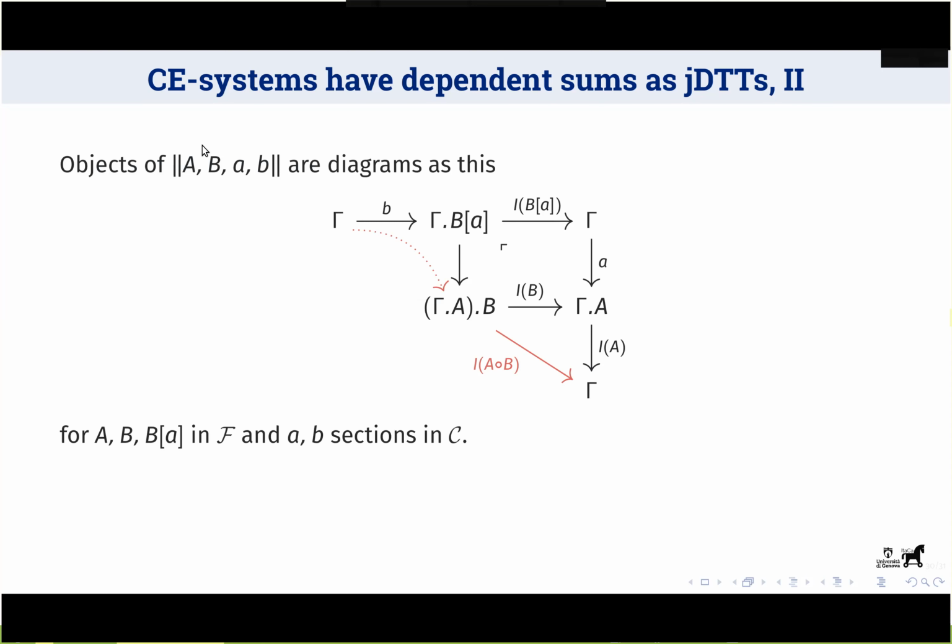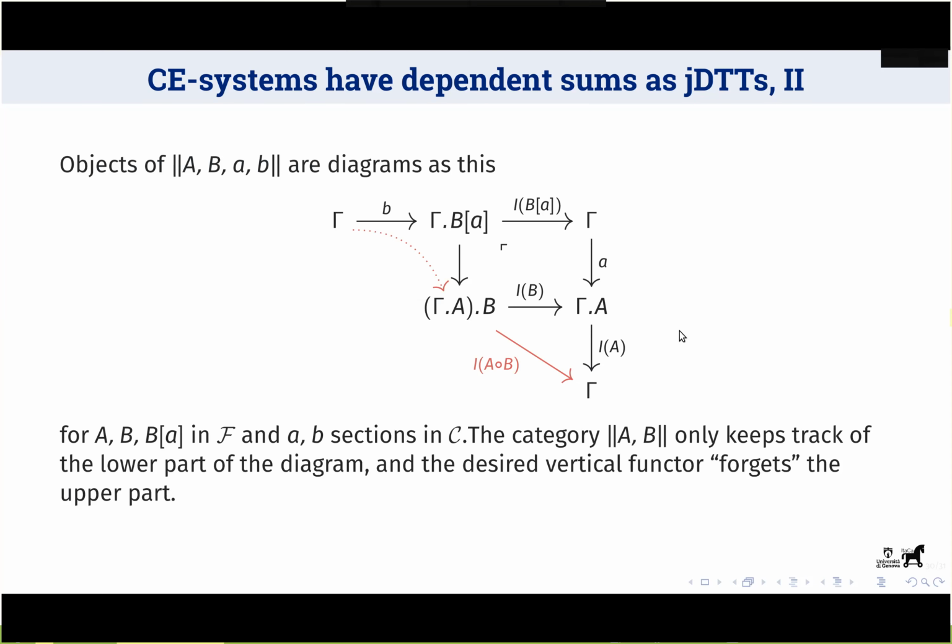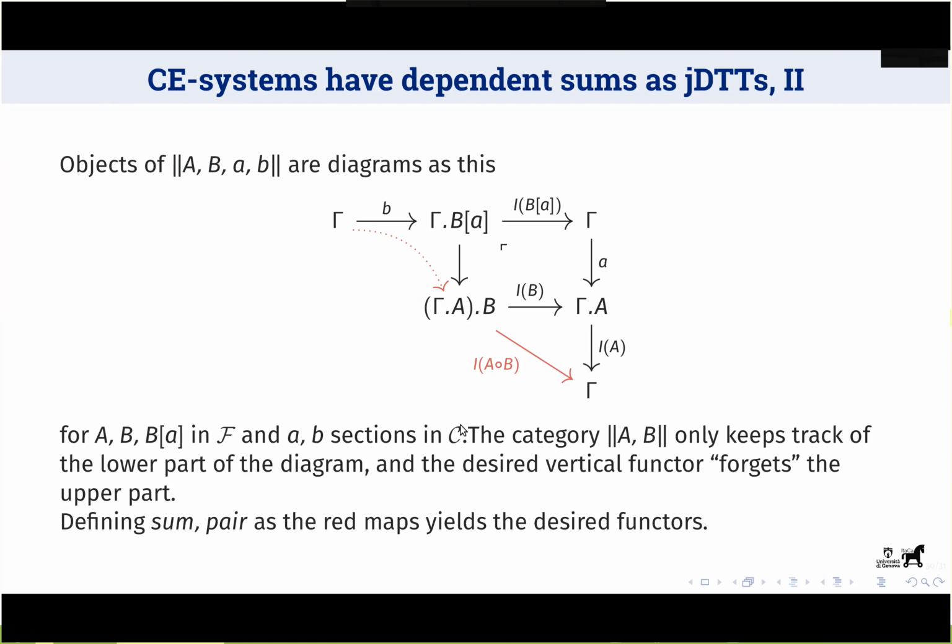But so objects of this category encoding the premise of the introduction are this collection of maps. And the category only concerning types forgets about the top part and just keeps these two maps. So we can define, and it actually works, sum and pair as the red maps. So we can match to A and B, this composition, and we can match all of this, small a, small b, big A, big B, and this will be a new term.